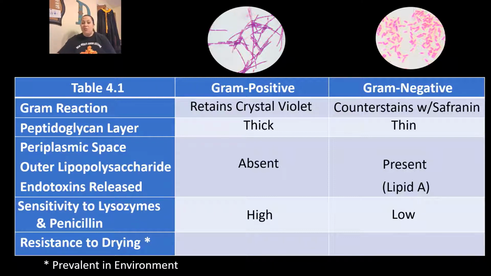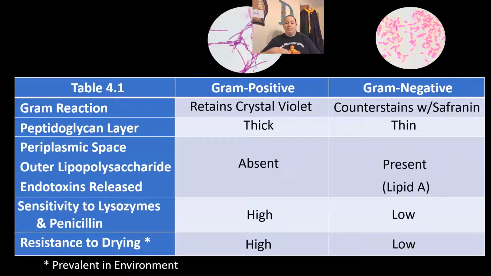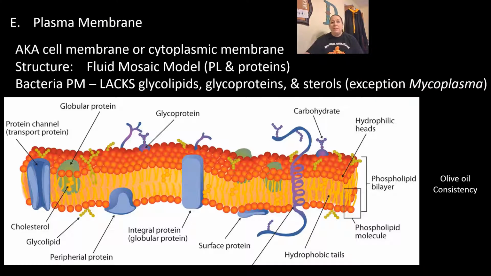Now, resistance to drying out. Gram-positive has a high resistance to drying out, but gram-negative does not. This means that if they are able to not dry out as quickly, they can be in the environment for longer and be on surfaces longer. So gram-positive bacteria can survive on surfaces longer because they're not going to dry out as quickly as you see with the gram-negatives. All right, so this brings us then to plasma membranes.